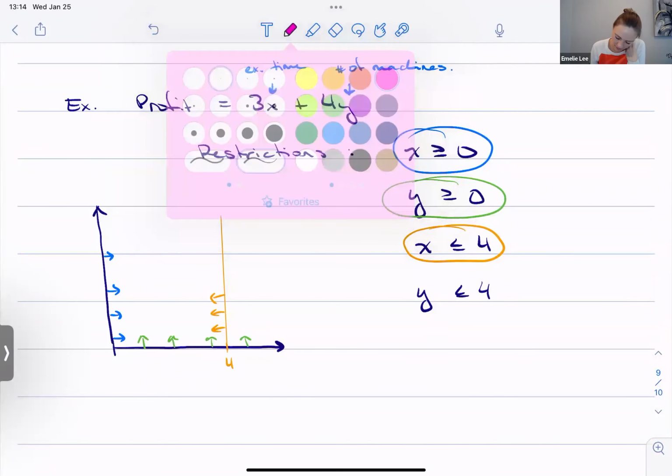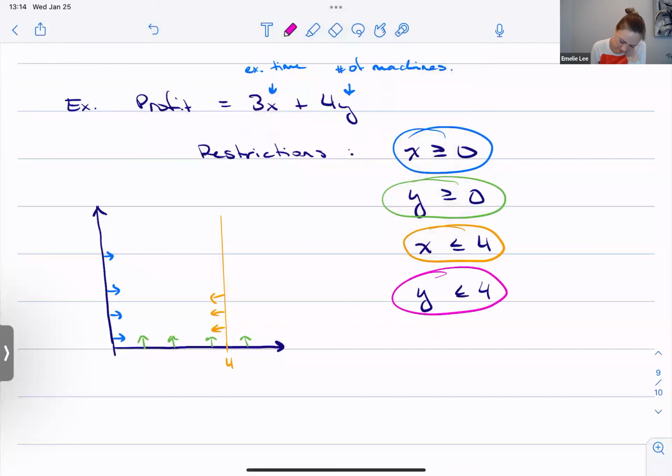Color haven't I used? Pink. Okay, so maybe here at Y equals 4, right? Y has to be less than or equal to 4, which means that I'm restricted to this area. I'll clean this up.